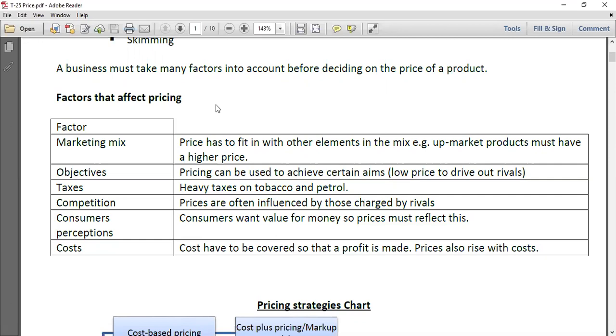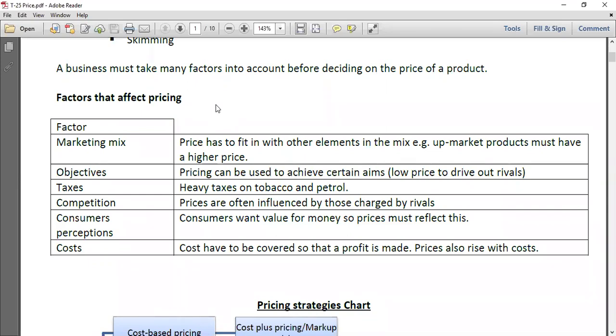An objective of the pricing: pricing could be used to achieve certain aims, like low price to drive out competitors, and also taxes, like heavy taxes on tobacco and petrol. Sometimes you have to consider taxes, how much tax the government is charging, which is really important. Right, and also competition. You can see the prices are often influenced by those charged by rivals. Imagine if you are selling vegetables, you have to find out the competitor's price. If you are selling at a high price, sometimes no one will buy from your shop. They will go to another shop. Therefore, competition is also really important.